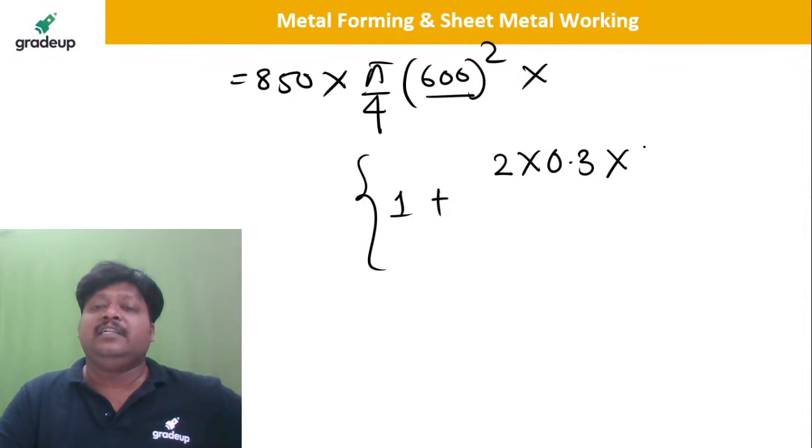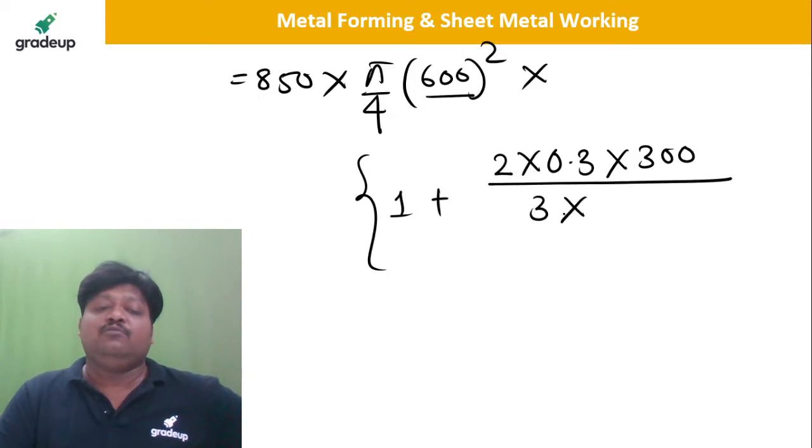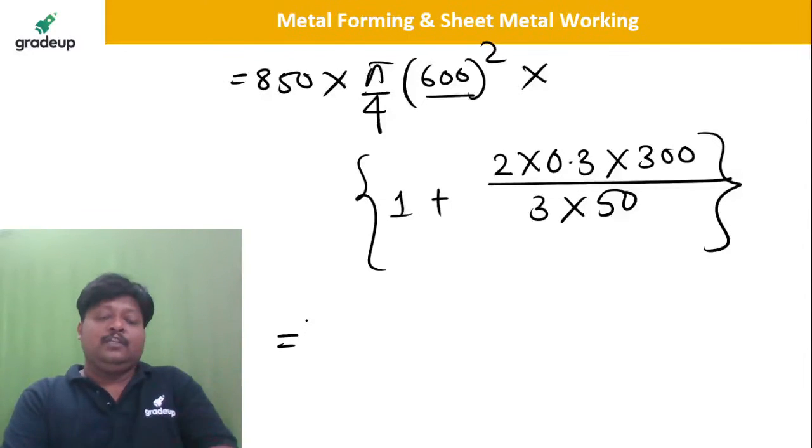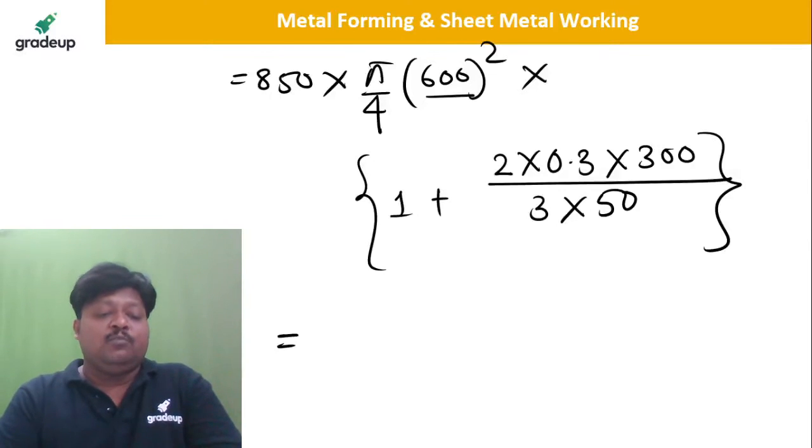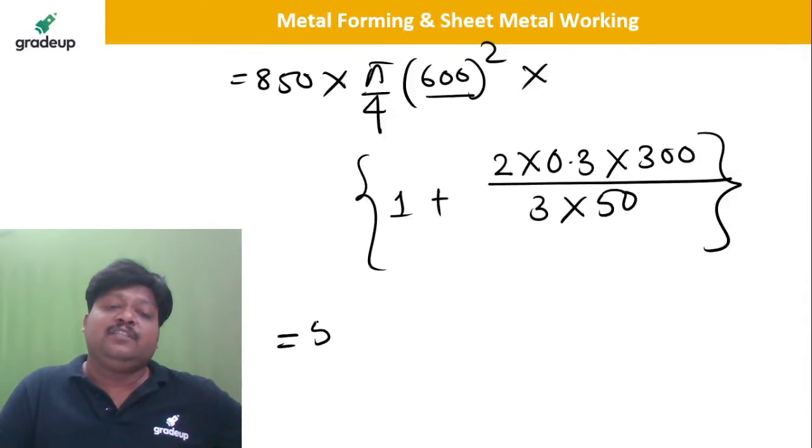RF, the final radius, is how much? 600 divided by 2, that is 300, divided by 3 times what is H final? Final height, you know, that is 50, isn't it? Calculate and tell me the answer. So if I calculate 2 into 0.3 into 300 divided by 150 plus 1, into 850. So how much is it? 528 meganewton. My answer is coming as 528 meganewton.